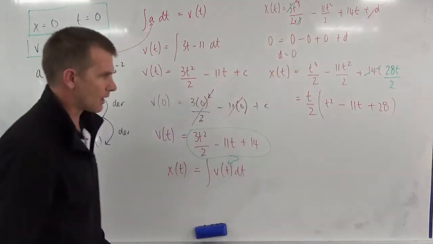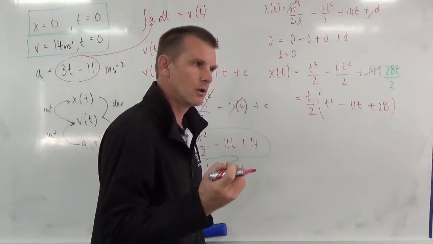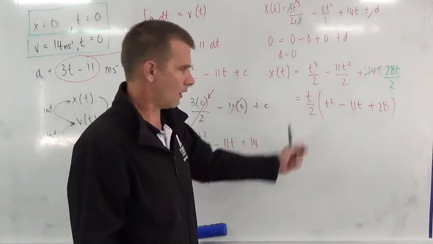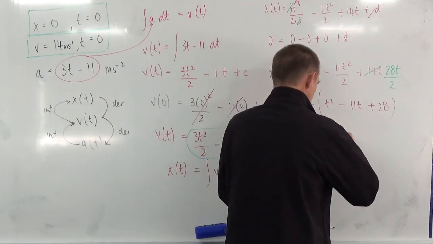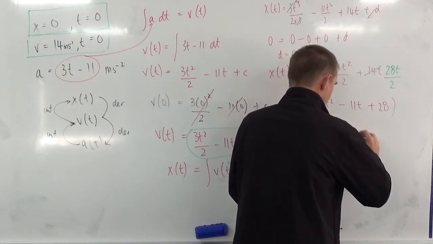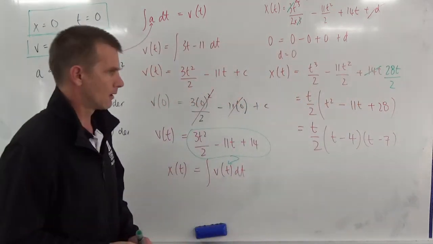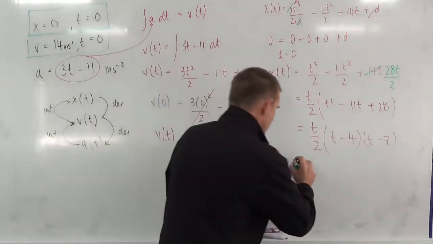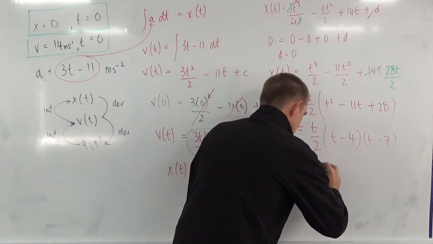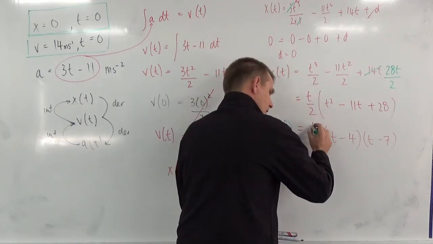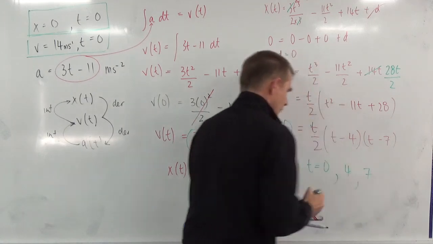Now, for those ahead, you can already say, well, 28, that's 7 times 4. If I make both of those negative, I'll get my minus 11t. So this is going to be equal to t over 2, t minus 4, t minus 7. Now that we've got that, I can say, therefore, when this equals 0, t is going to equal 0, that's this one here, or t equals 4, or t equals 7.